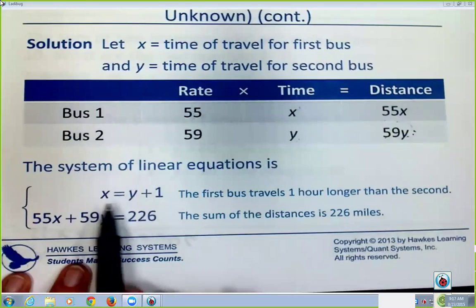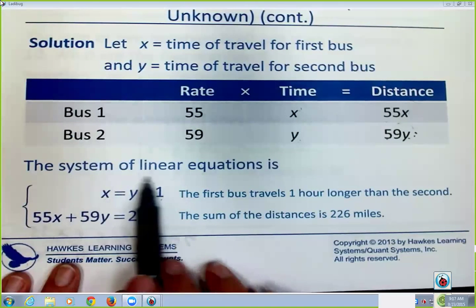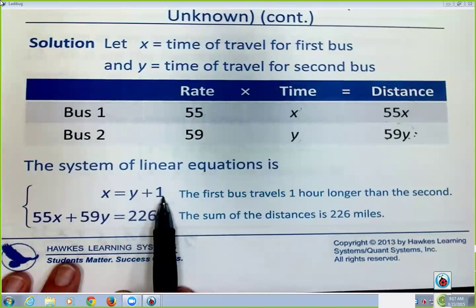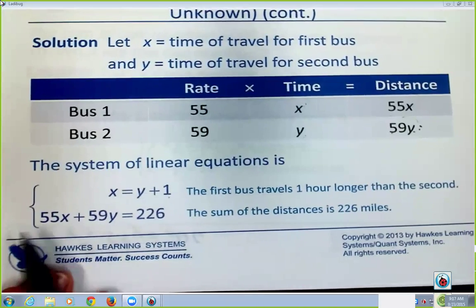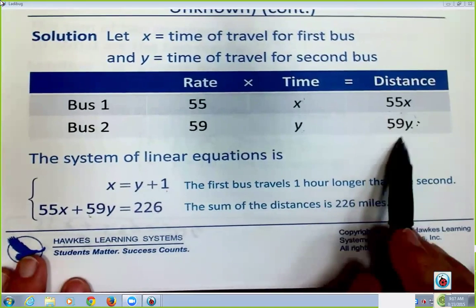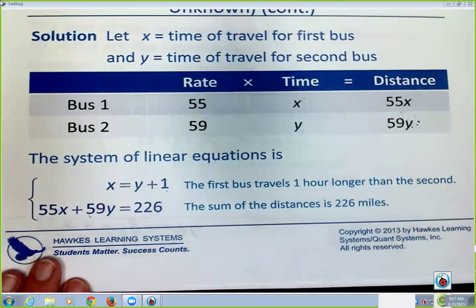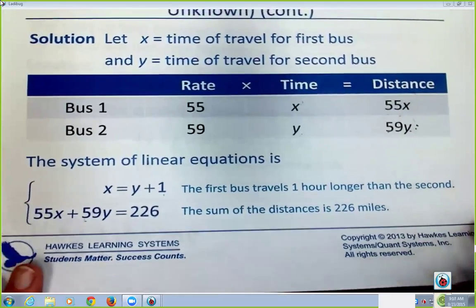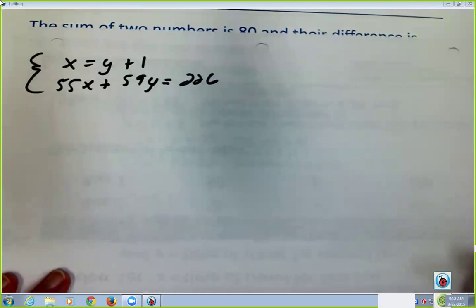Well, from the hour amount, one bus was an hour ahead of the other one. Remember how it said one leaves at noon and one leaves at 1? That's this piece. Bus X has been on the road already an hour compared to when bus Y leaves the station. And then you get the second one, because both pieces, the distance, or rate times time, is equal to 226. So that becomes our two equations, okay, out of that one. So we get the two equations, and then we would end up taking those two equations and solving them.